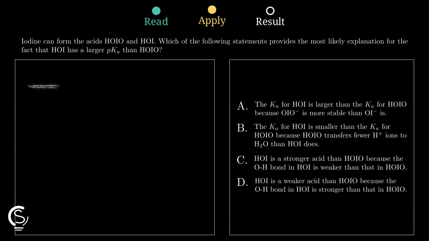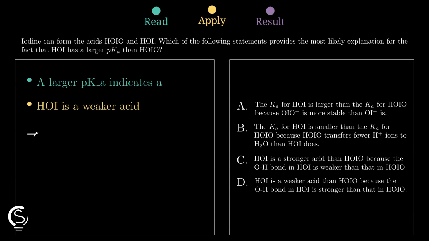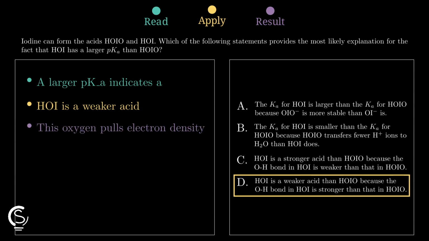Next, we look at the structure. HOIO has an extra oxygen atom that pulls electron density away from the OH bond, making that bond much easier to break during ionization. Lacking an extra oxygen, HOI's OH bond remains stronger and harder to break. This makes HOI the weaker acid, so option D is correct.